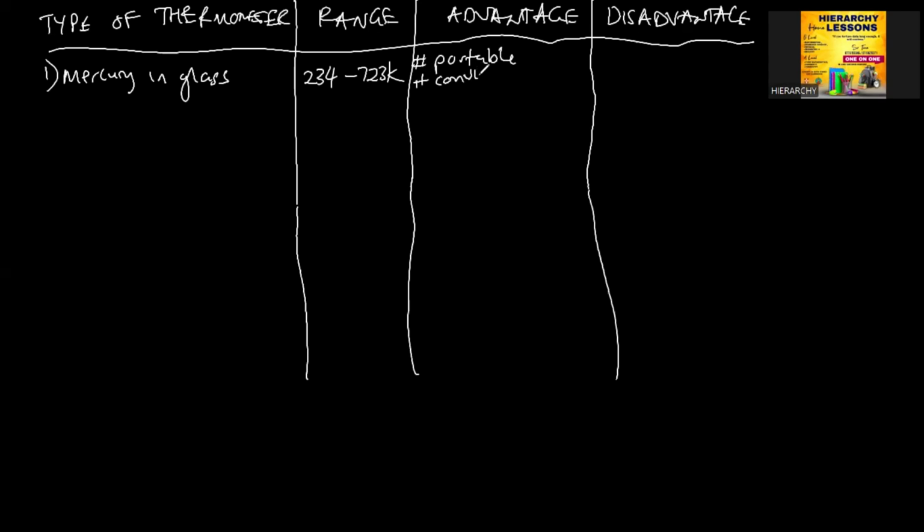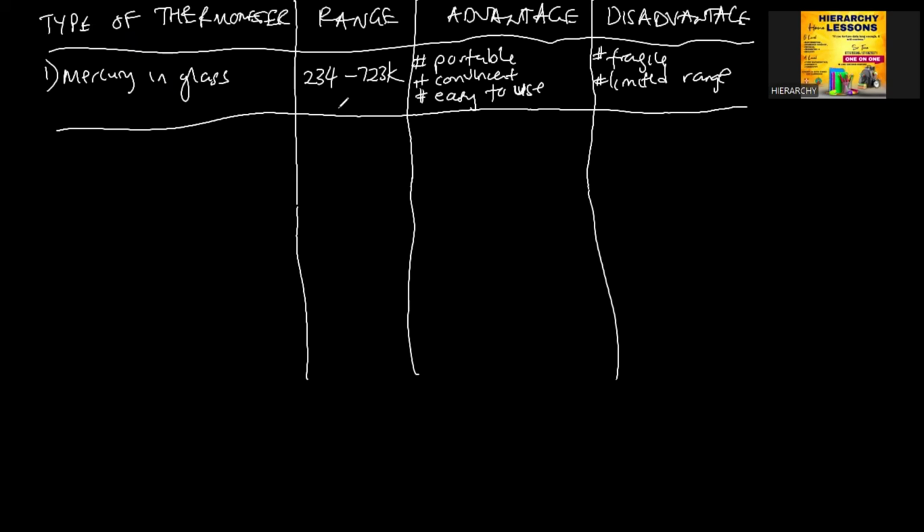It is convenient. It is also easy to use. So anyone can use a mercury in glass, that's why you use it in our practicals. So what disadvantage is there for mercury in glass? They are fragile. It's a limited range, 234 kelvins to 700. So these are the advantages and disadvantages.